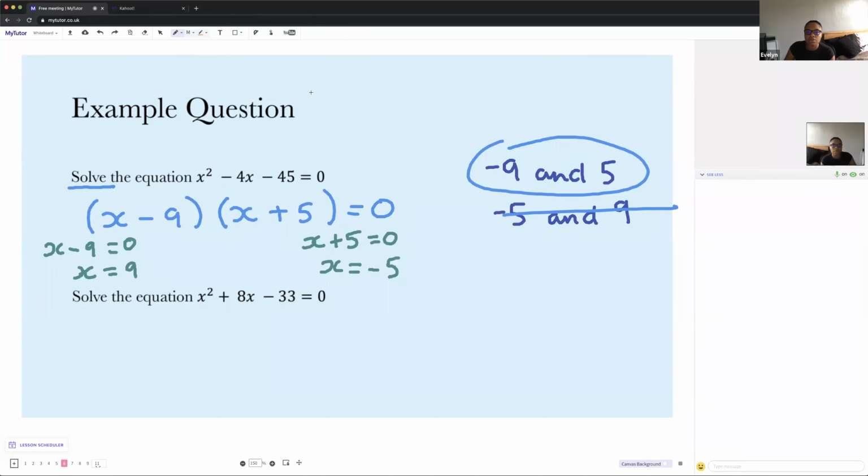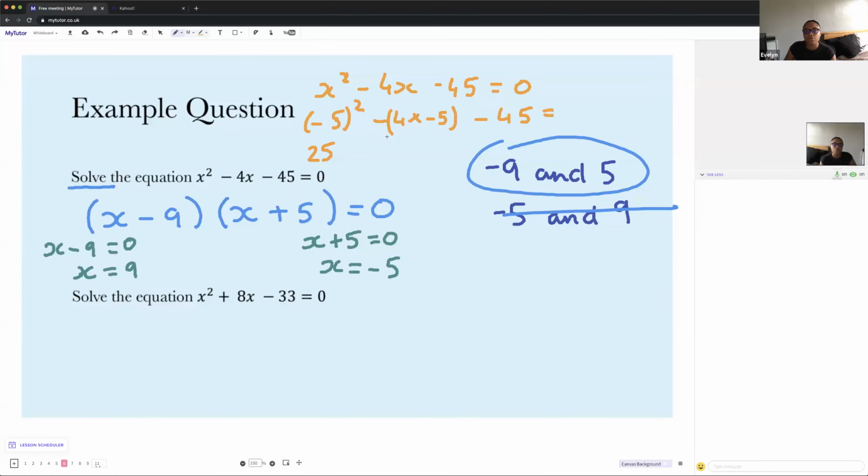Let's do that. So we've got x squared minus 4x minus 45 equals 0. If I put in negative 5 in there, you get negative 5 squared minus 4 multiplied by your minus 5. Remember to put your numbers in brackets. This is where you'll make mistakes when you don't put your numbers into brackets. Now, minus 5 squared is minus 5 times minus 5, which will make a positive. So that's 25.